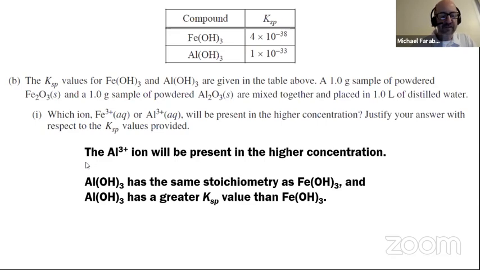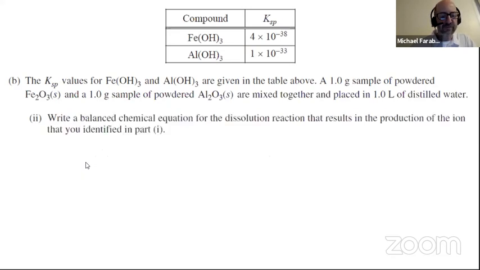Okay, on to part II of this question, part B. Write a balanced chemical equation for the dissolution reaction that results in the production of the ion. They can't go ahead and tell you whether it was aluminum or iron, because it says whatever you chose in part 1. Because we chose aluminum, this would be our equation.